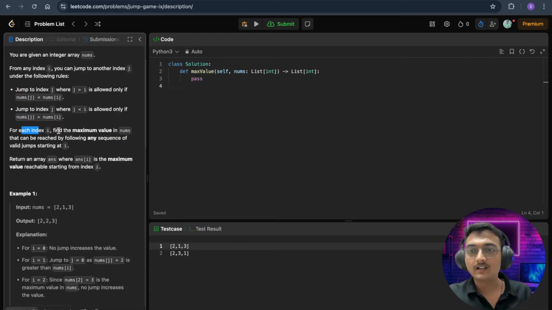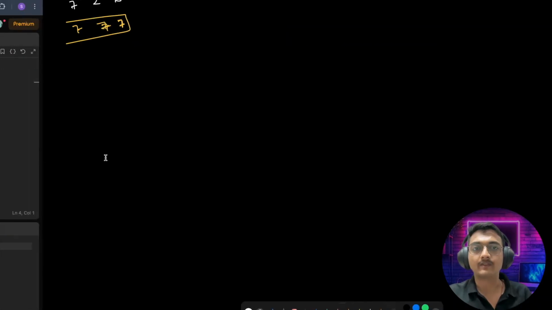And for each index i, find the maximum value in nums that can be reached by following any sequence of valid jumps starting at i. Return an array answer where answer of i is the maximum value reachable starting from index i. Let's quickly see what is given to us.